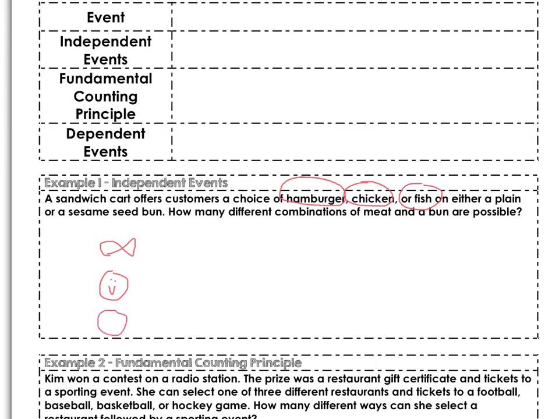If I draw a little diagram here, here's a little fishy, here's a little chicken, and the hamburger, we'll attempt to draw a little bit of a cow here. Moo. Kind of looks more like a pig. Anyways, we also have the option of either a plain bun or a sesame seed bun. So here is my plain bun, and here is my sesame seed bun. And in the tree diagram, what we see is the fish can be paired with the plain bun.